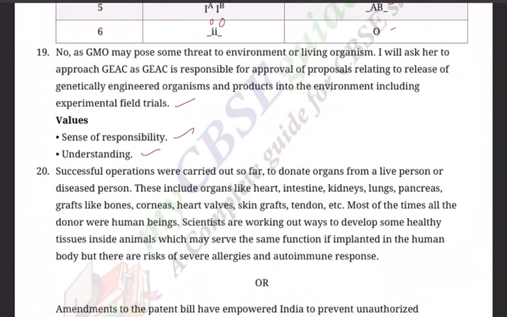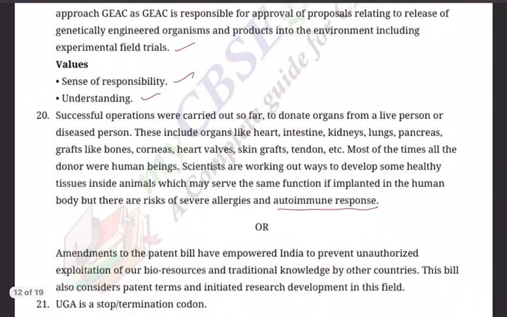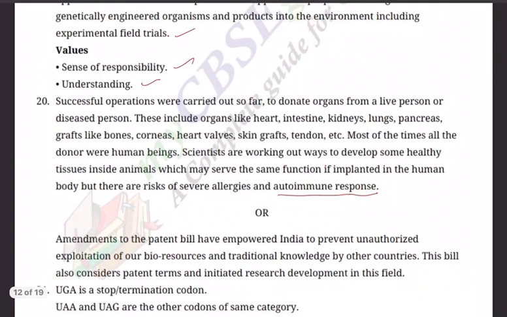Scientists are working out ways to develop healthy tissues inside animals which may serve the same function if implanted in the human body. But there are risks of severe allergies, and the main thing is autoimmune response. What is this autoimmune response? Whenever we try to insert some tissue from other animals or even other human beings, our body will start rejecting it as it identifies that some foreign substance is trying to enter. Hence, there may be rejection.